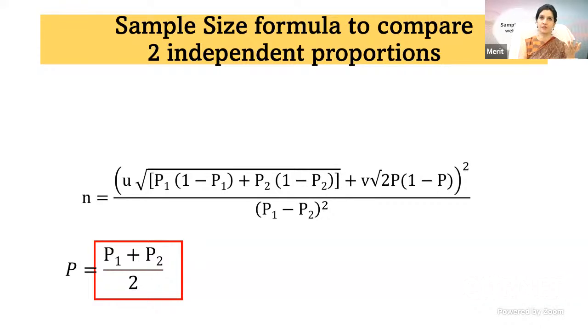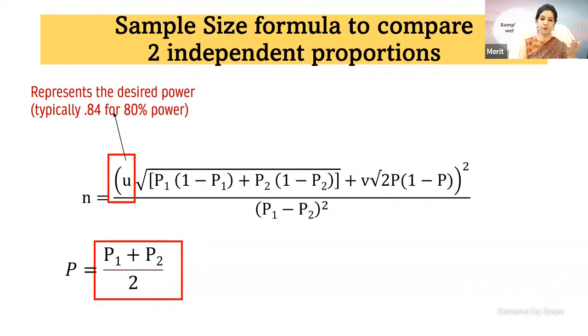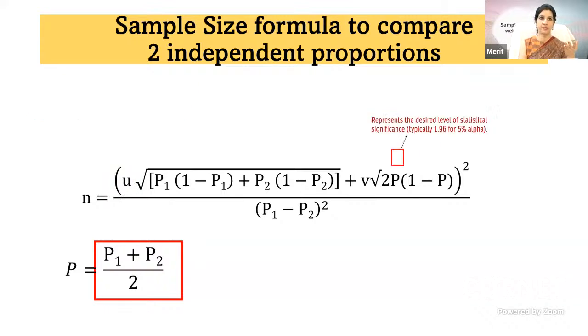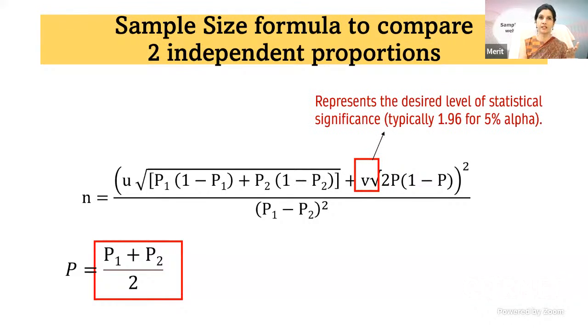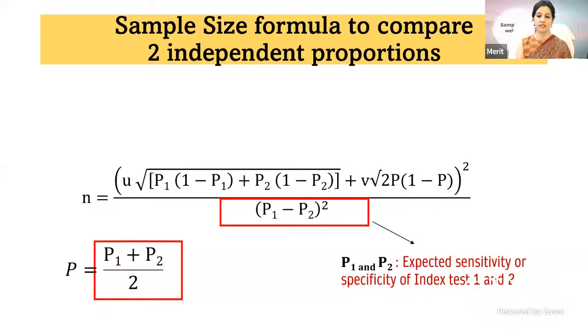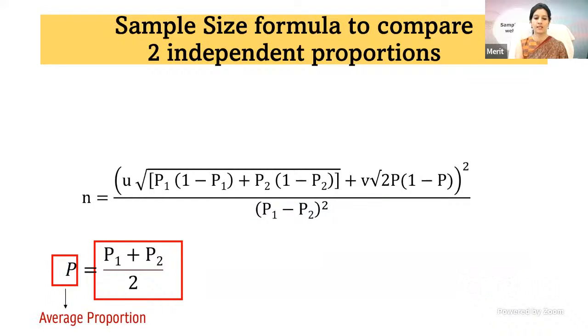So this is a sample size formula when you have to compare two independent proportions. This U represents the desired power, which is 80%. This V represents the desired level of statistical significance, which is 1.96 at 5% level of alpha. And this P1 is the expected sensitivity or specificity for index test 1 and index test 2. And this is the average proportion, that is P1 plus P2 by 2. So this is the sample size formula which is running in the background.